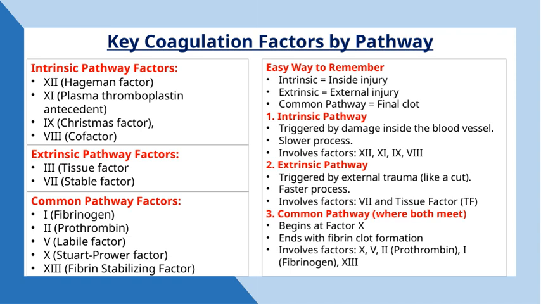To recap, the intrinsic pathway involves factors XII, XI, IX, and VIII and is slower. The extrinsic pathway involves tissue factor and factor VII and is quicker. And the common pathway begins with factor X and ends with the formation of a stable fibrin clot involving factors V, II, I, and XIII. Understanding these pathways helps us see how the body efficiently manages clot formation in different scenarios.